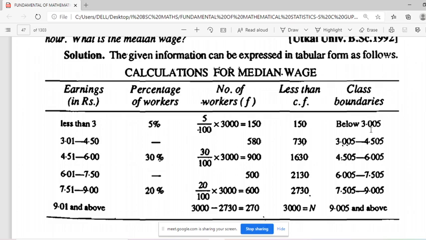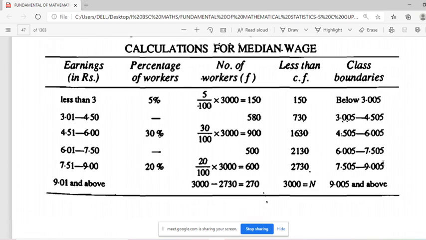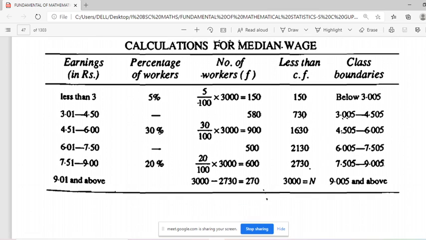Since the end point of the first interval is not the starting point of the second interval, we have to calculate the actual class boundaries. The middle point is taken as the dividing point. The middle point of 3 and 3.01 is 3.005. So the intervals are 3.005 to 4.505, 4.505 to 6.005, and so on. That is how the actual intervals are written.